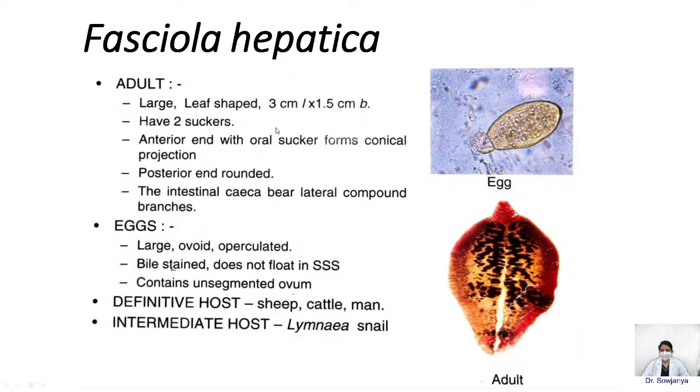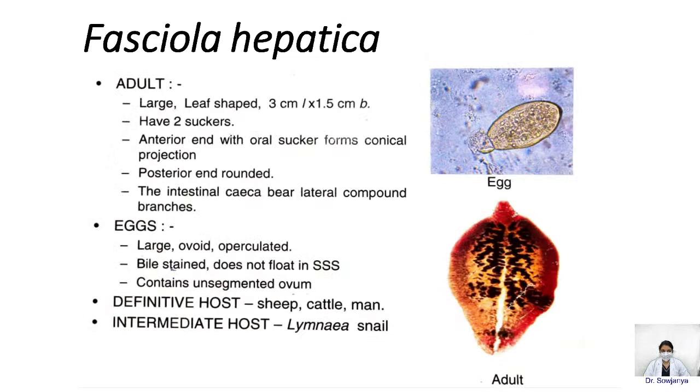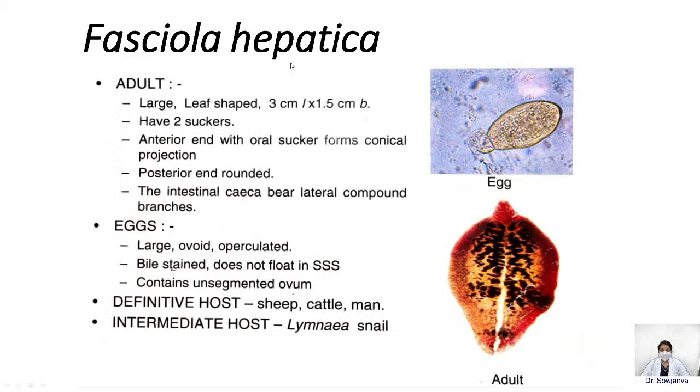Now coming to flukes, which are trematodes. These trematodes are leaf-like organisms. Fasciola hepatica, Fasciolopsis buski, Paragonimus westermani, these are the organisms which come under trematodes. So I'll be dealing with Fasciola hepatica and Fasciolopsis buski. So Fasciola hepatica, the adult worm, as seen in this picture, is large, leaf-shaped, 3 centimeters in length and 1.5 centimeters in breadth.